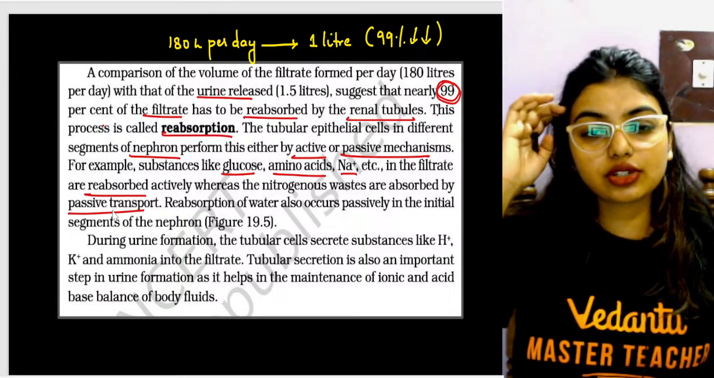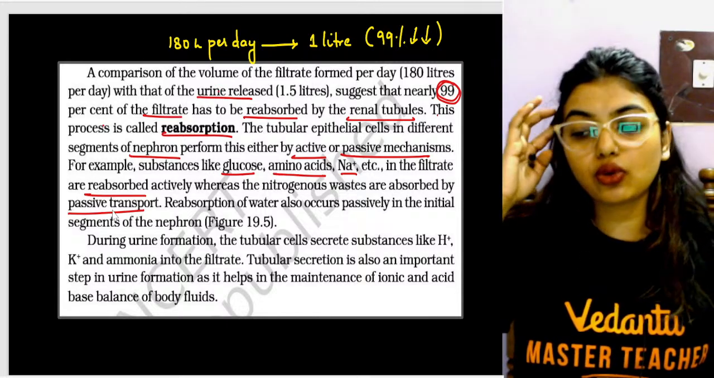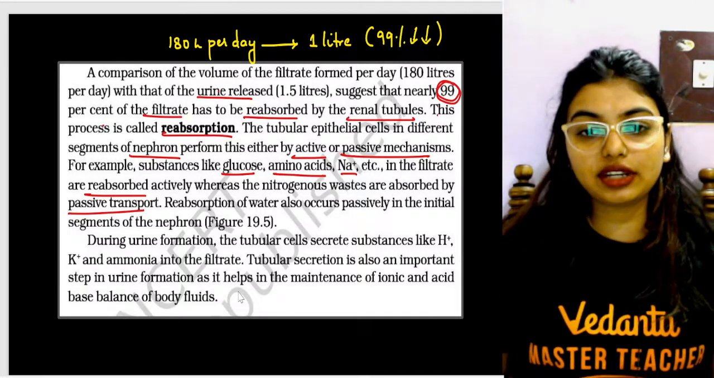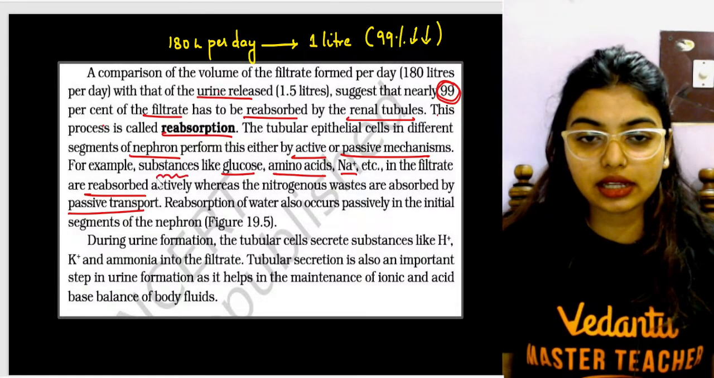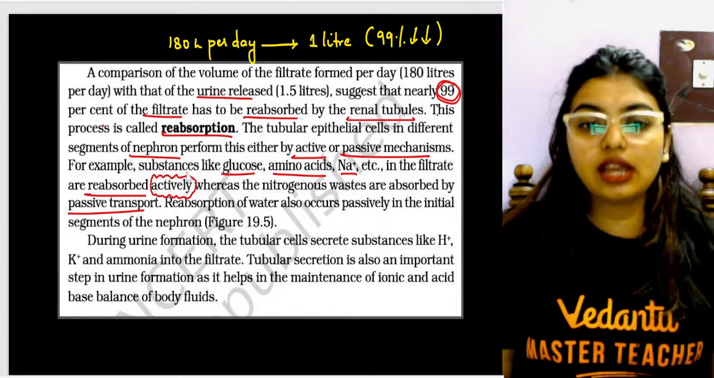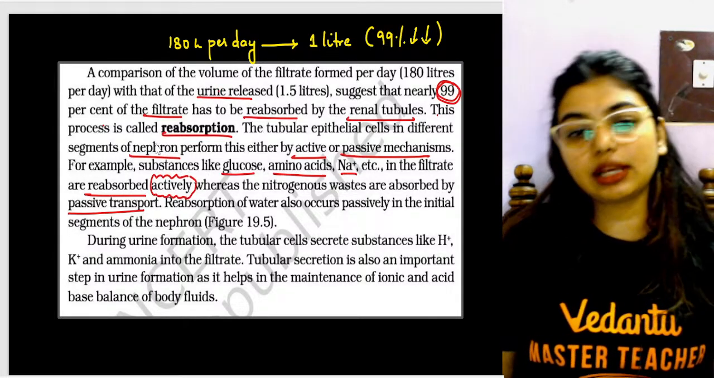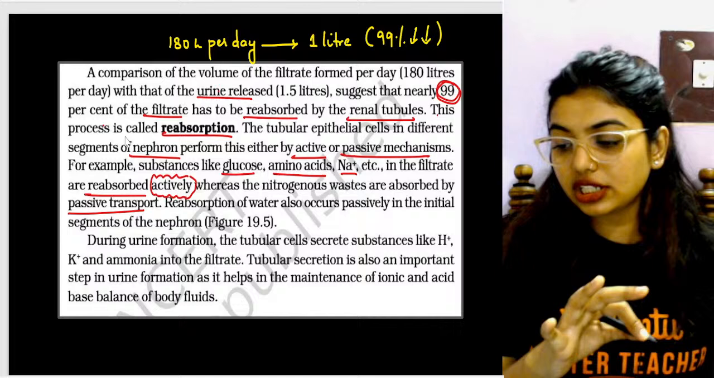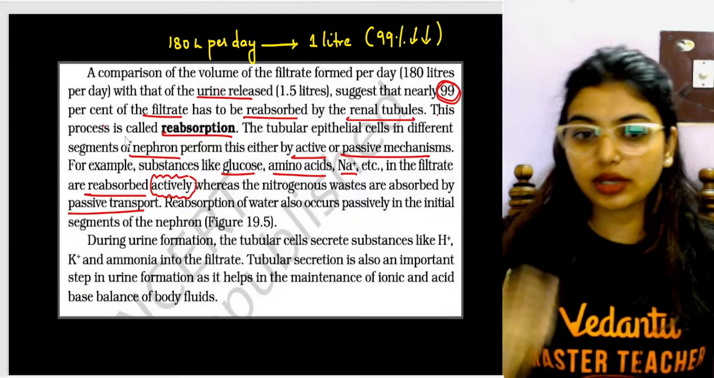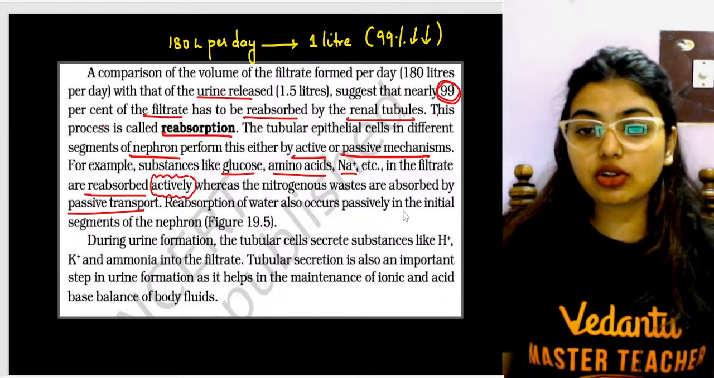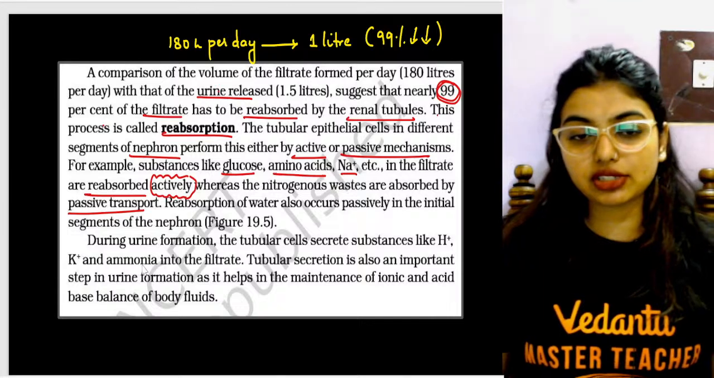So here, students, substances like glucose, amino acid and sodium in the filtrate will be reabsorbed actively. This question has come previously: what is reabsorbed actively, what is reabsorbed passively? But nitrogenous waste will be absorbed passively. Now, reabsorption of water also occurs passively in the initial segments of the nephron.